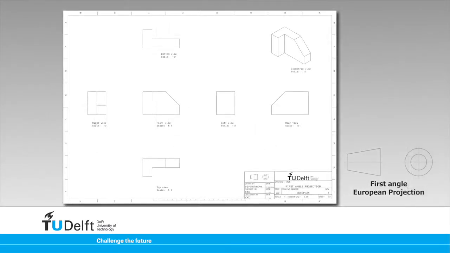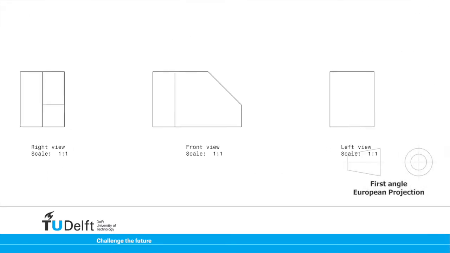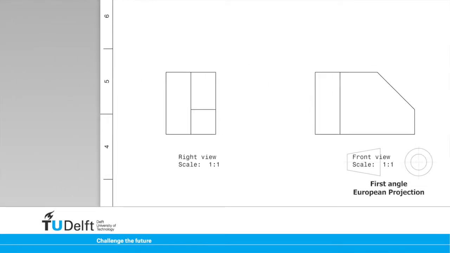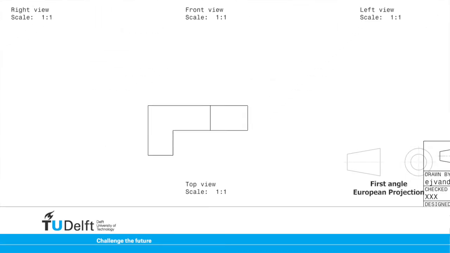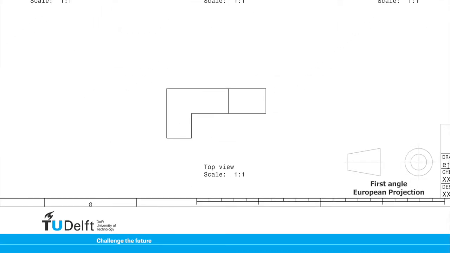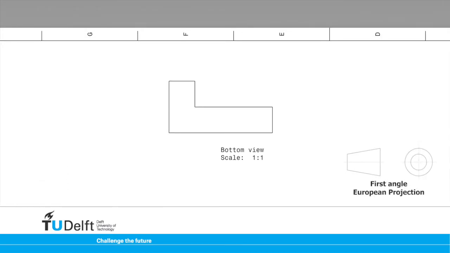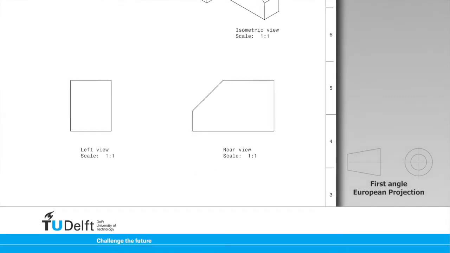An engineering drawing created using the European first angle projection method will have the following layout. A front view is presented. Left from the front view, the right view is shown. Right from the front view, the left view is shown. Below the front view, the top view is shown. And above the front view, the bottom view is shown. When the rear view is shown, it is positioned right from the left view.